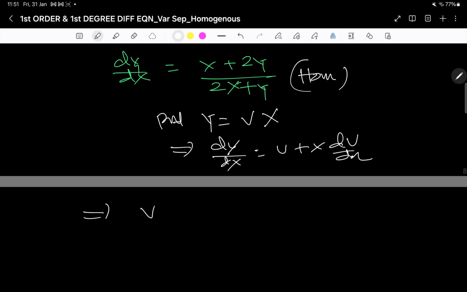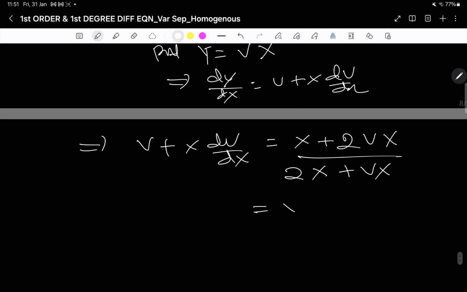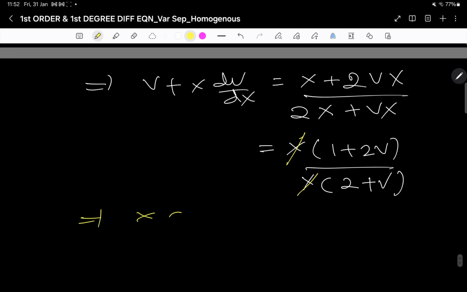So this implies v + X dv/dX = (X + 2vX)/(2X + vX). Taking X common, it is (1 + 2v)/(2 + v). So now here X and X cancel. So that means X dv/dX = (1 + 2v)/(2 + v) - v, bring v to this side.